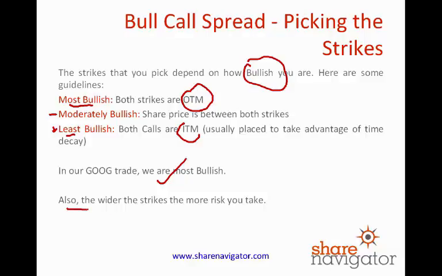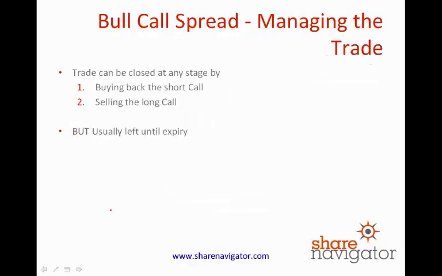The other thing to remember is that the wider the strikes you pick, the more bullish you are, but it's also the more risk you're taking. So just remember that as well. The narrower the strikes, so the difference between the two strike prices, also determines the degree of risk that you're taking. So now that we have the trade on, what do we do if it's winning or losing?